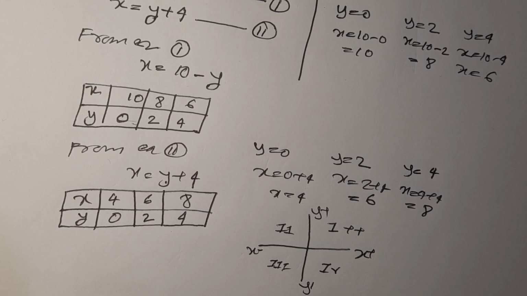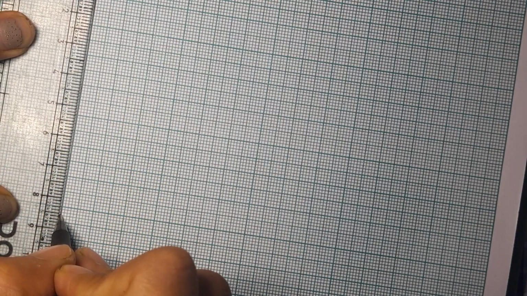Then, what is the highest number? The highest number is 10. So we can take one small division as 1. So this is the graph. I think x is highest 10, y is highest 5. So we can take it. You have to use a pencil, but I am using a pen because the pencil will not be visible. So I am taking only the first quadrant, all positive.